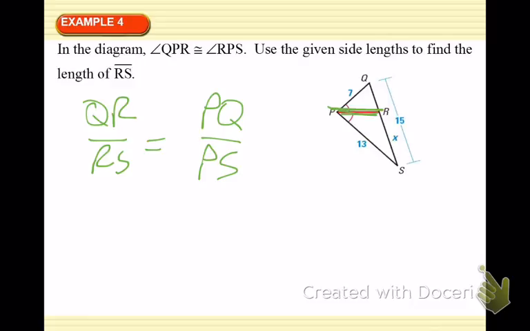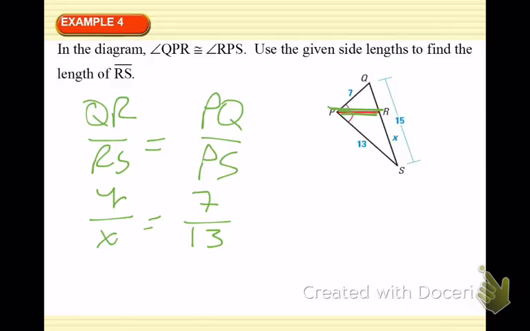Now let's fill in what you know. Do you know QR? No. QR, let it be, I don't know, X. Okay, well, we already have our X is RS, so can't do that. How about let it be Y? RS is X. PQ is 7, and PS is 13. Now, hang on a minute. I've got two variables in this proportion, so I'm not going to be able to solve it.